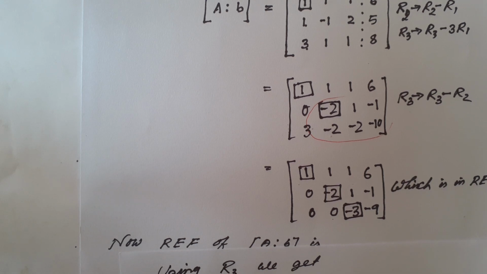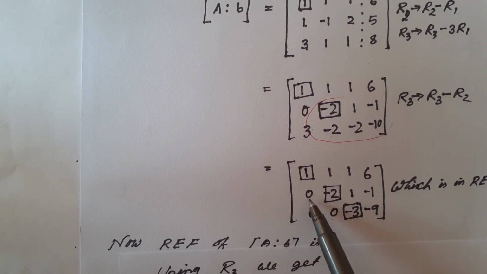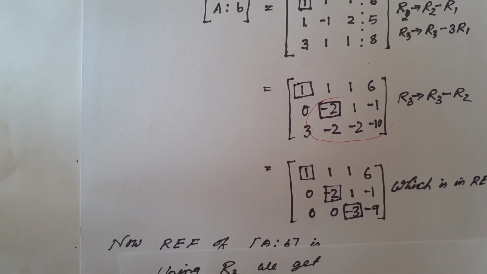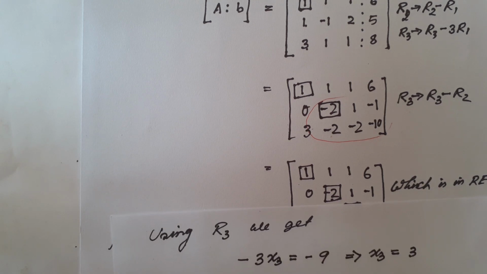Now using R2 we get, now what is there in R2? Coefficient of x1 is 0, x2 is minus 2, and x3 is 1. So I will write minus 2x2 plus x3 is equal to minus 1. I know x3 already, it is 3. So put 3 here and calculate x2. So x2 will be 2.